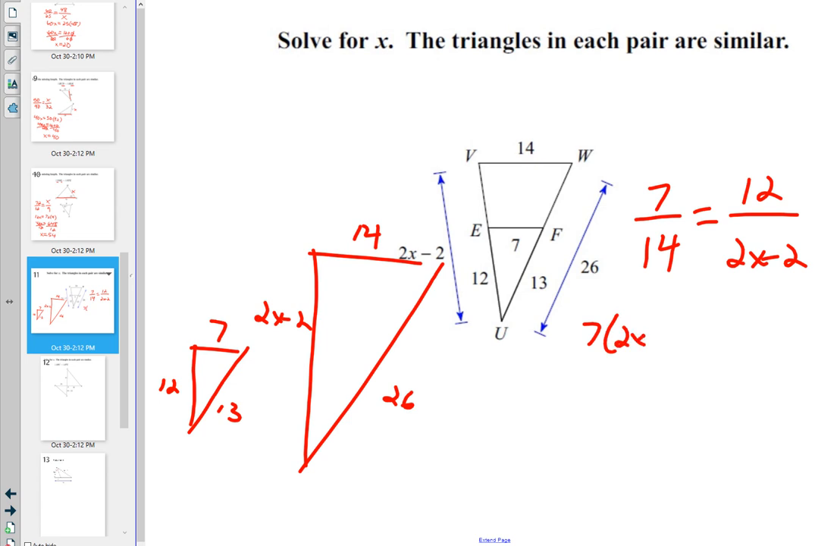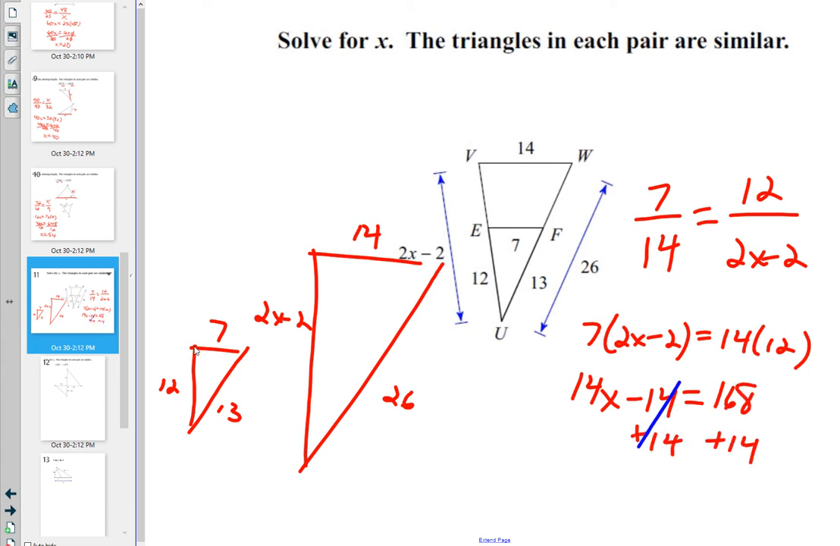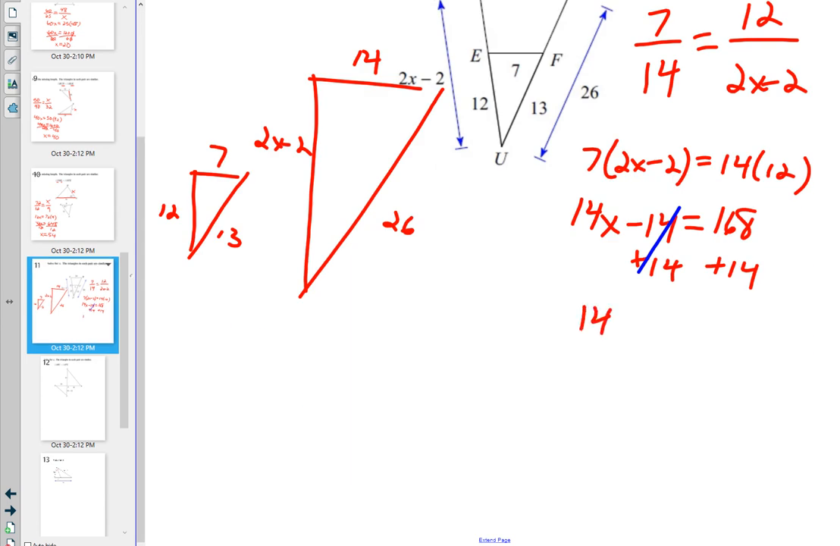So 7 times 2x minus 2 is equal to 14 times 12. 14x minus 14 is equal to 140, and 28 is 168. Plus 14, plus 14. 14x is equal to 182, divided by 14. 13. Any questions there?